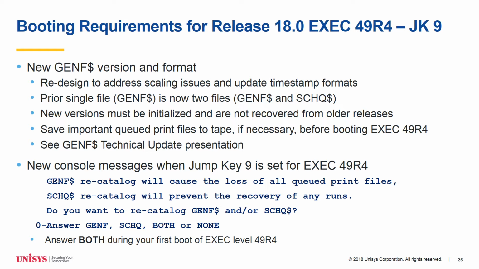When exec level 49 or 4 detects that jump key 9 is set, it gives you the option to recatalog just $genf$, just $schq$, both files, or neither. When you first move to release 18, you must answer both when you see this question. If for some reason you have to drop back from release 18 to a prior exec level, you must also set jump key 9 and recatalog $genf$ to reinitialize $genf$ back to the old format.